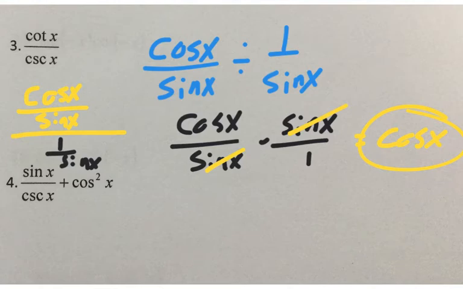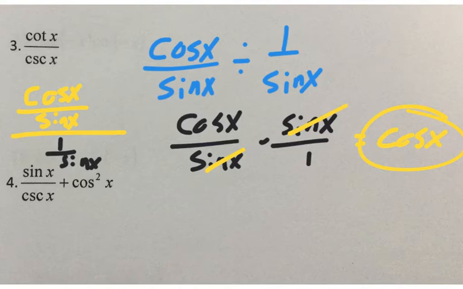Now here's how I would work it. The way reciprocal functions work, if you look at it, sine is 1 over cosecant. That means if I have cosecant in the denominator, I can move it to the numerator and it becomes sine. Cosecant is 1 over sine, which means if I have sine in the denominator, I can move it to the numerator and it becomes cosecant.